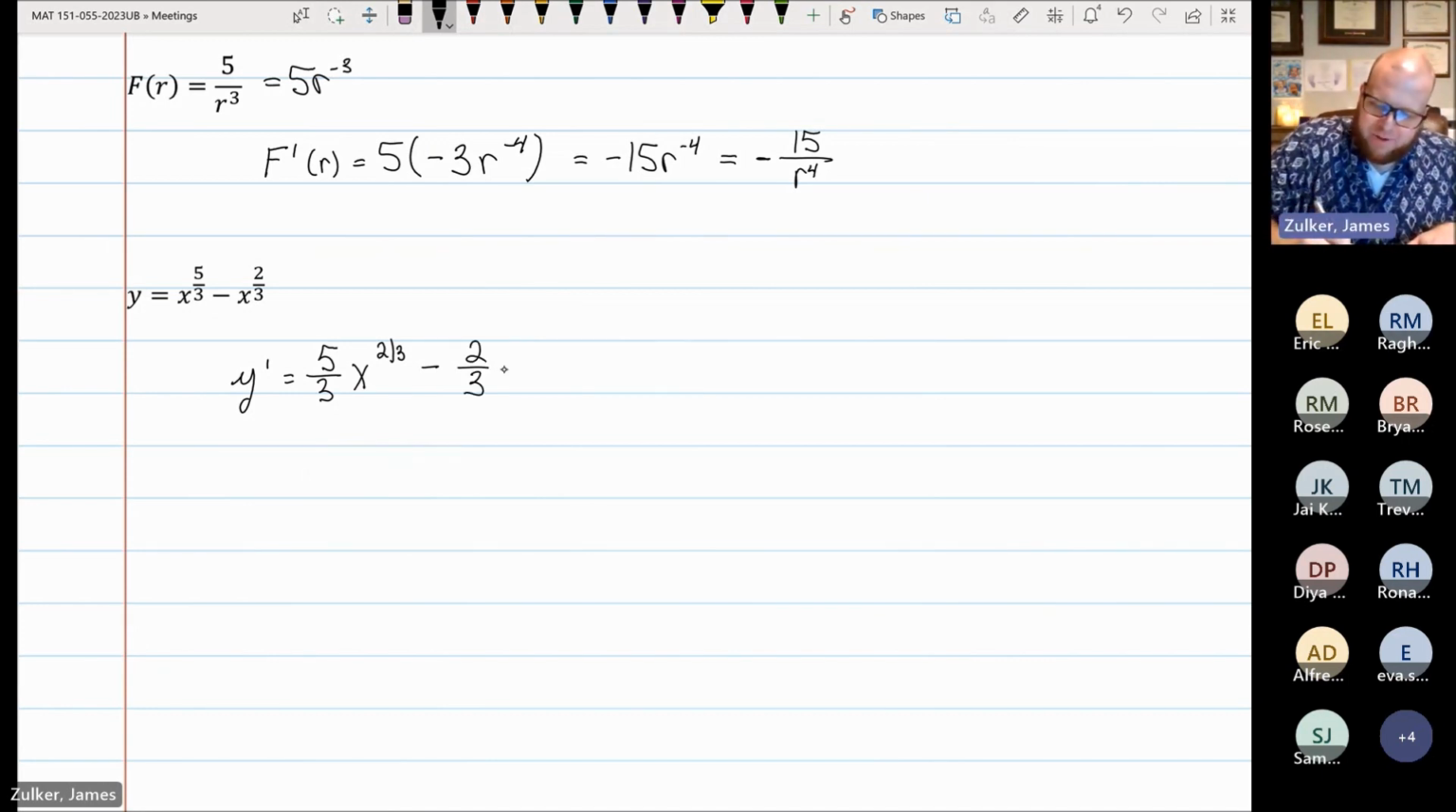All right, again, bring down the power. Now 2/3 minus 1, negative 1/3. There's our derivative: 5/3 x to the 2/3 minus 2/3 x to the negative 1/3. No need to simplify.